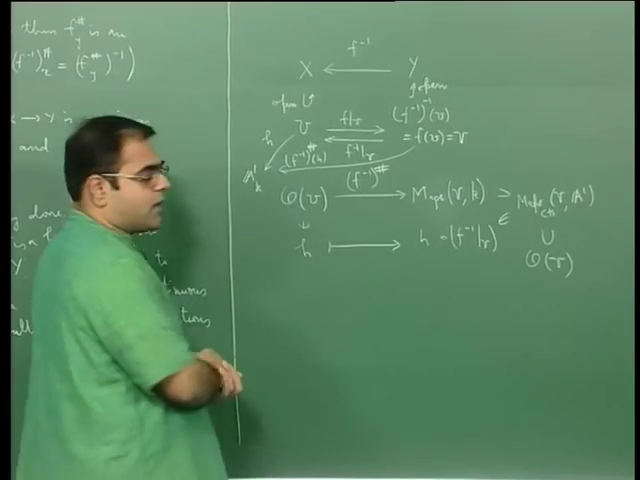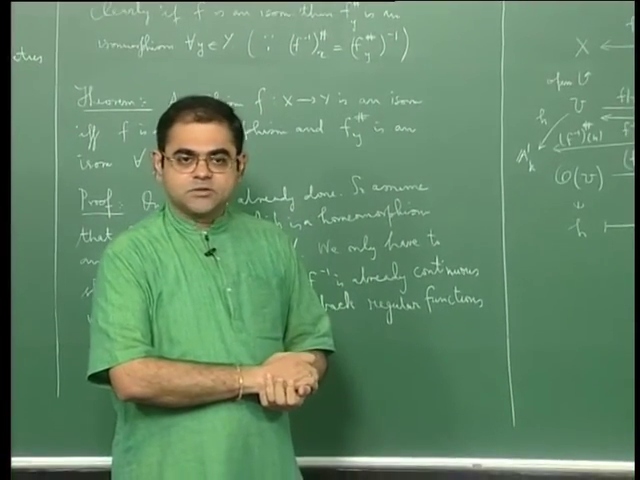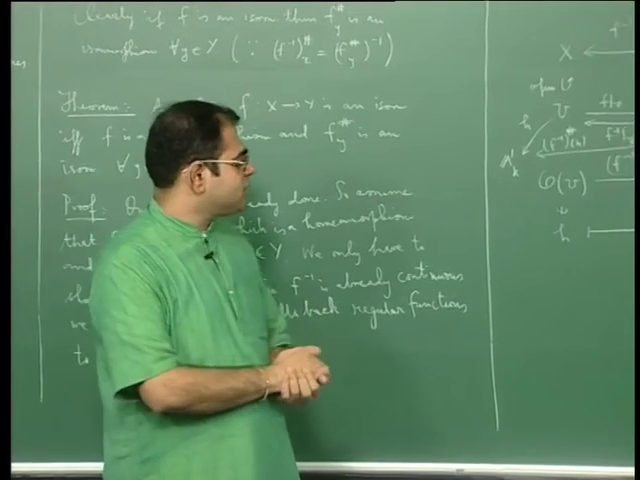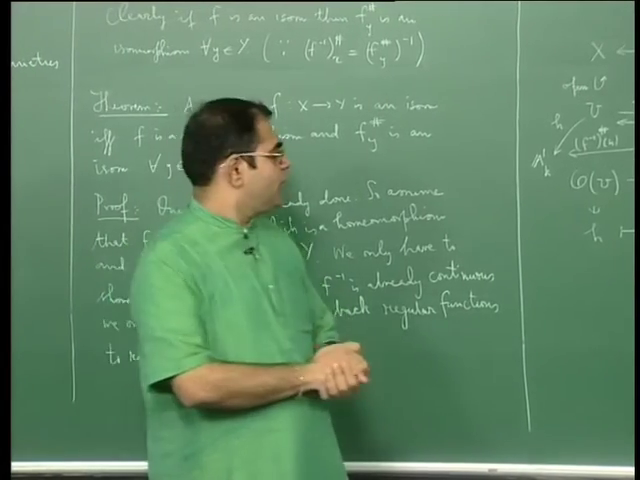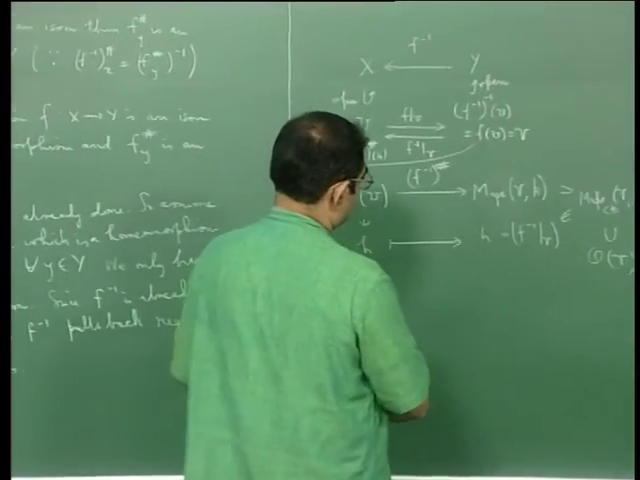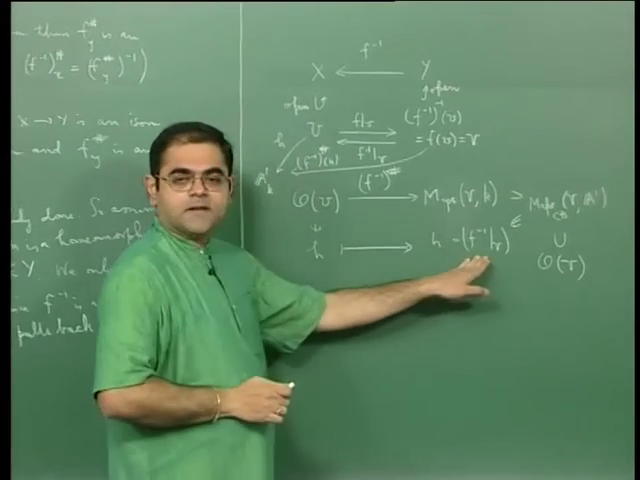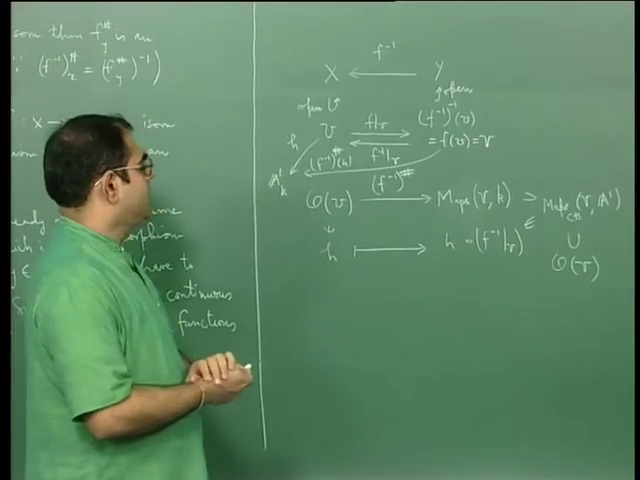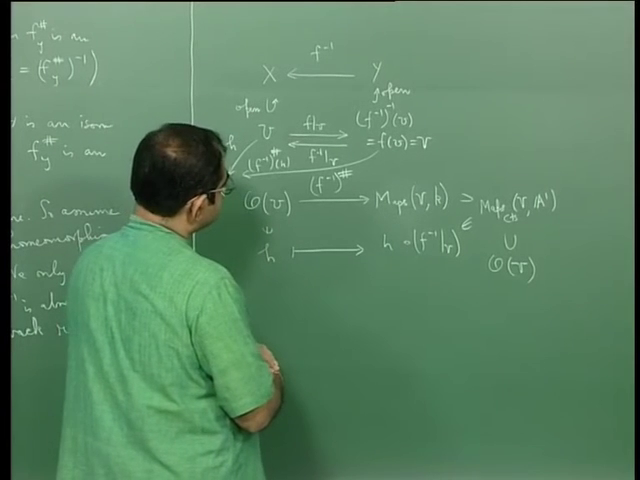But then the point is, how do I check something is regular? How do I check a map is regular? See, the notion of regular is something that is very local. So to check that something is regular, I just have to check it at every point. So I will have to just check that this function is regular at each point of V, that is all I have to check. And so for that we do the following thing.